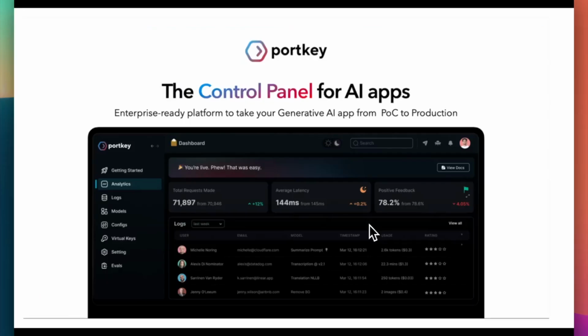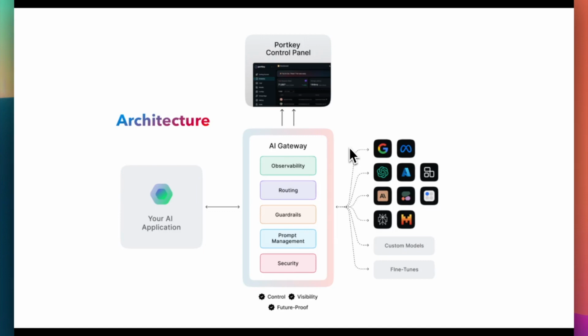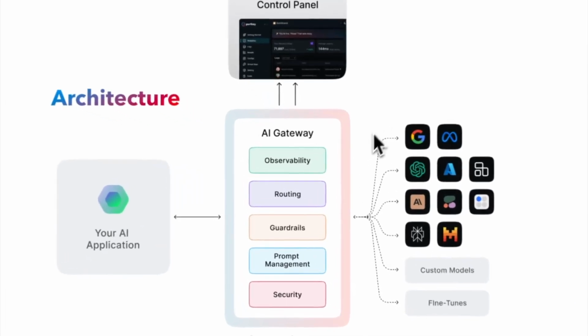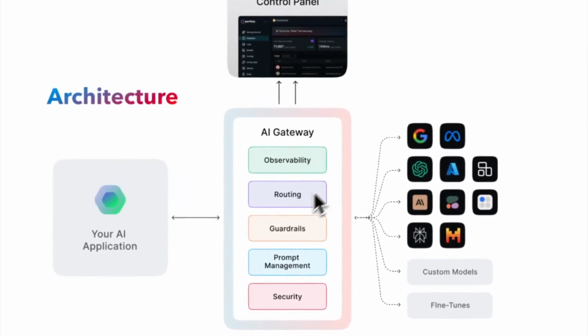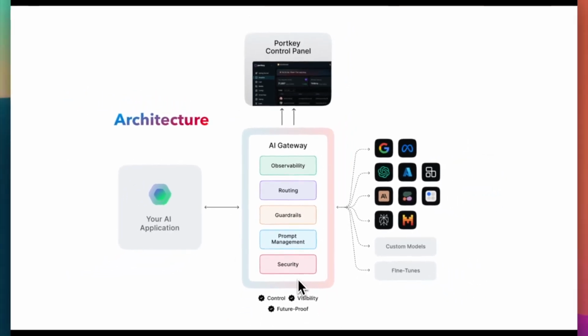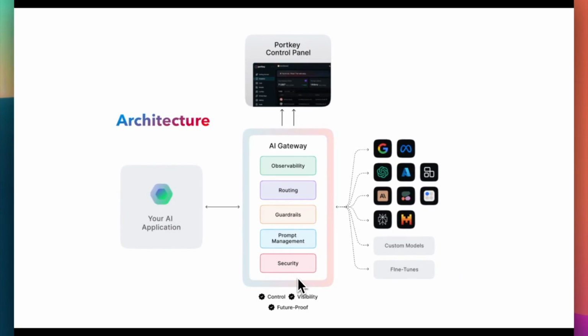Taking Gen AI apps to production is hard. You need your app to be reliable, cost-efficient, accurate, and so much more. Enter Portkey, an extremely fast AI gateway that hundreds of teams use to ship their Gen AI POCs to production with confidence. Adding the gateway brings observability, routing, guardrails, prompt management, and security capabilities to your applications. Let's see how this works.